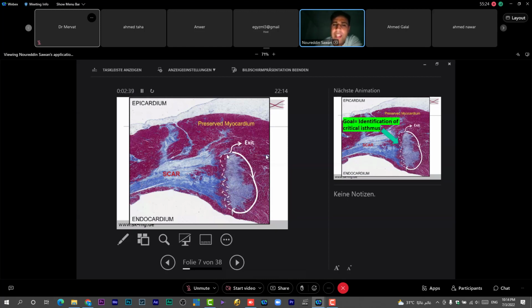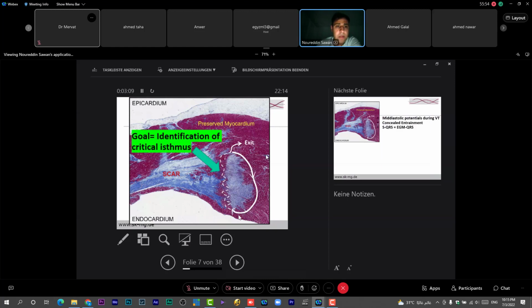So we have a lot of surviving myocytes with slowing cell-to-cell connection, and this slowing cell-to-cell connection is exactly what creates the zone of slow conduction, which creates the critical isthmus, and in its role creates the reentrant tachycardia, like in this case. And our goal in the 3D mapping is to identify where this critical isthmus is.